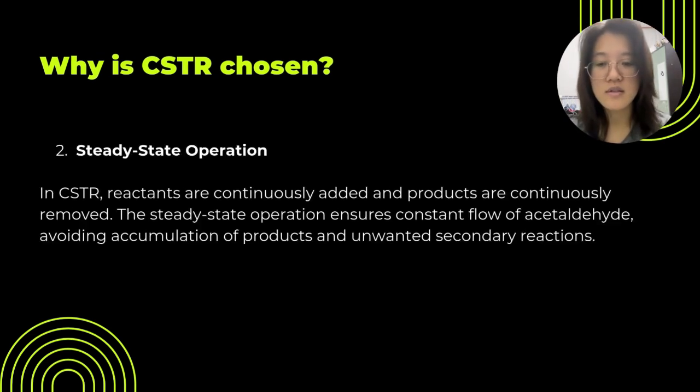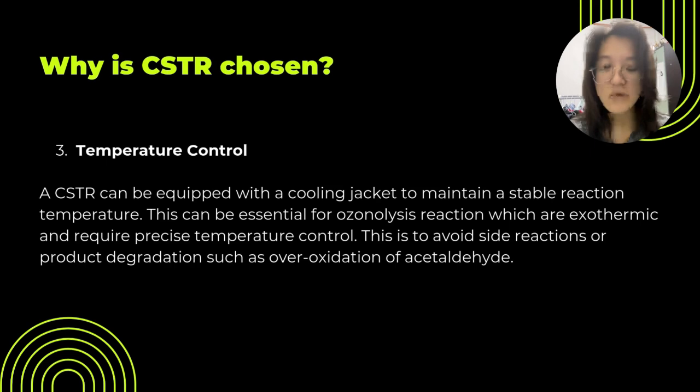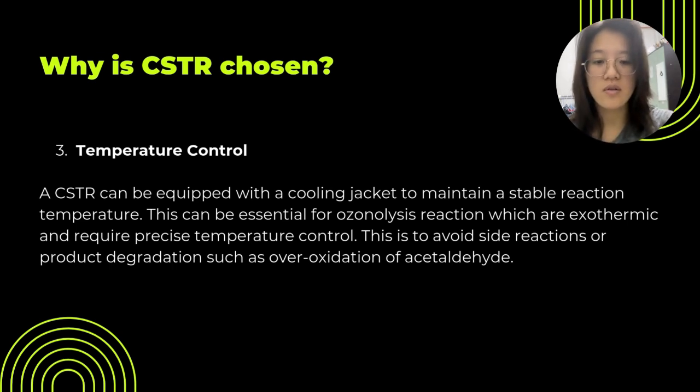Next is its steady state operation. In a CSTR, reactants are continuously added and products are continuously removed. The steady state operation ensures a constant flow of acetaldehyde, avoiding accumulation of products and unwanted secondary reactions. Next is its temperature control. A CSTR can be equipped with a cooling jacket to maintain a stable reaction temperature. This is essential for ozonolysis reactions, which are exothermic and require precise temperature control. This is to avoid side reactions or product degradation, such as over-oxidation of acetaldehyde.